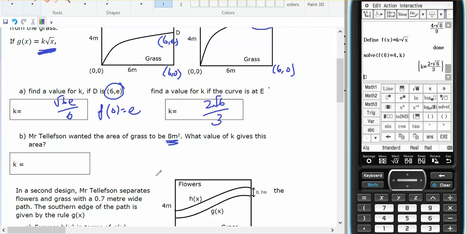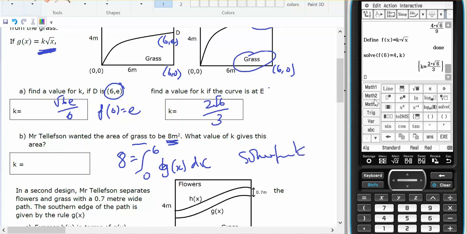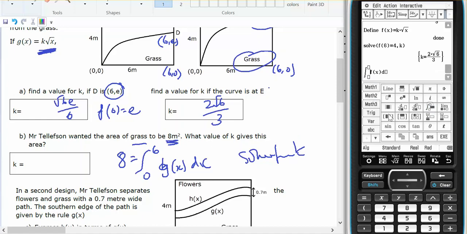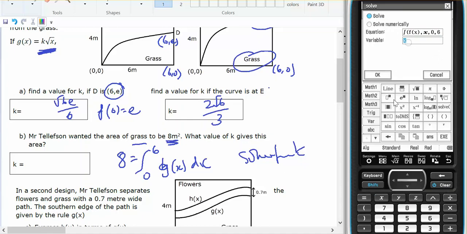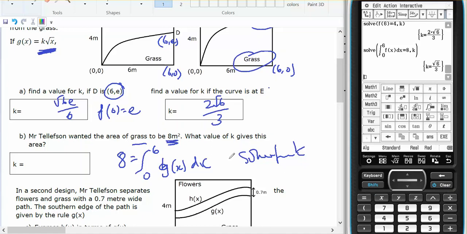Next, I want the area to equal 8. So 8 equals the integral, area of grass. So this is grass. So the integral from 0 to 6 of g of x dx, and then solve for k. So if I take f of x, and I take the integral from 0 to 6 dx, and that answer I make equal to 8, and I solve for k, all in one go. And k should equal root 6 on 3.